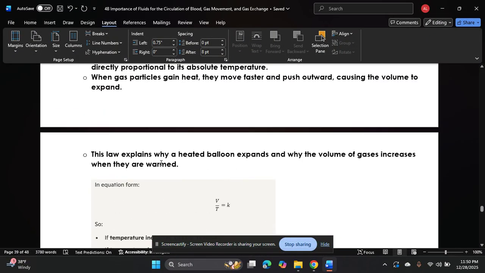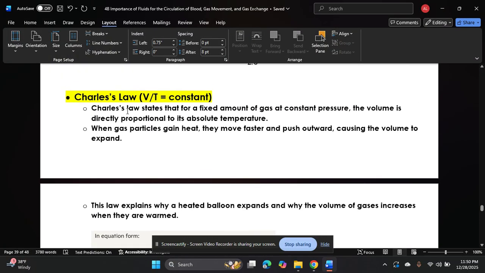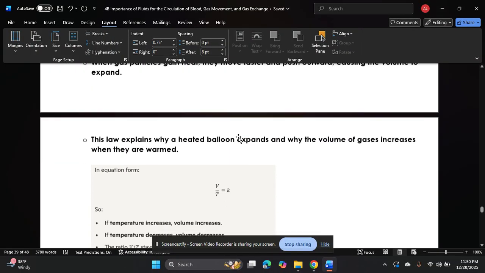So this law explains why a heated balloon expands and why the volume of gas increases when it is warmed, right? What it states is that for a fixed amount of gas at a constant pressure, the volume is directly proportional to absolute temp, provided it's a fixed amount of gas and the pressure is kept constant.